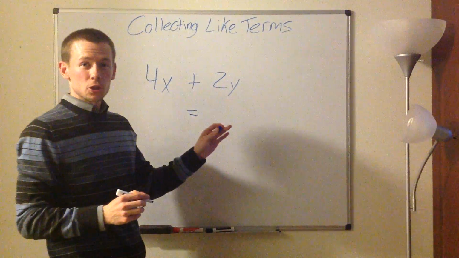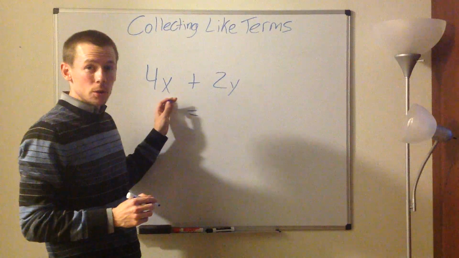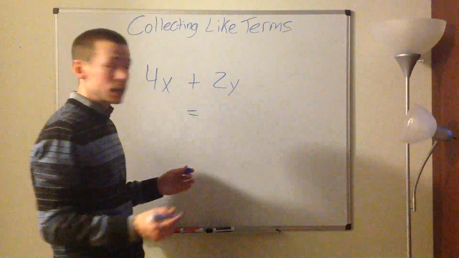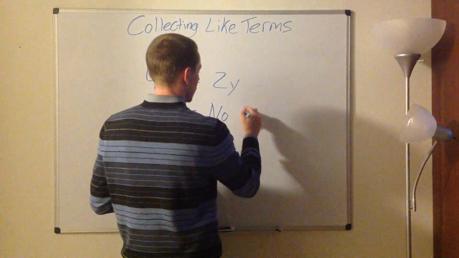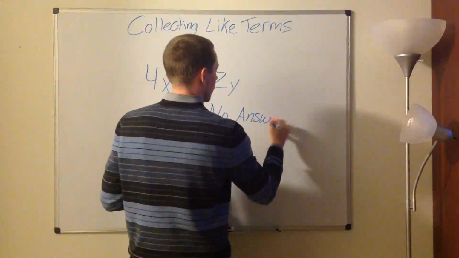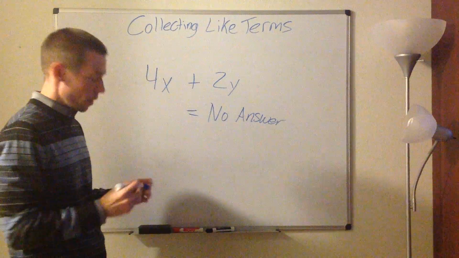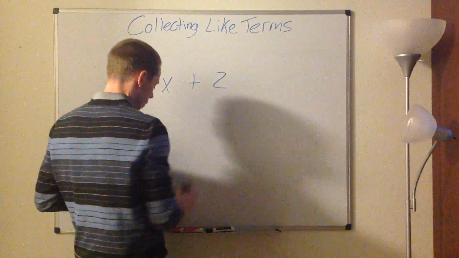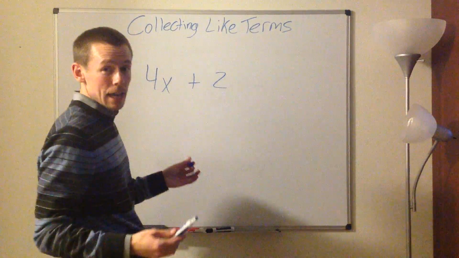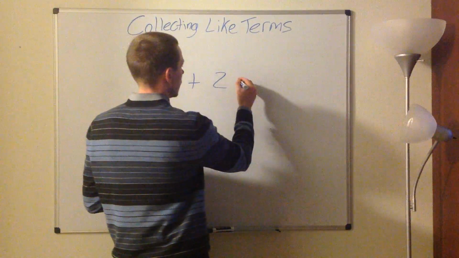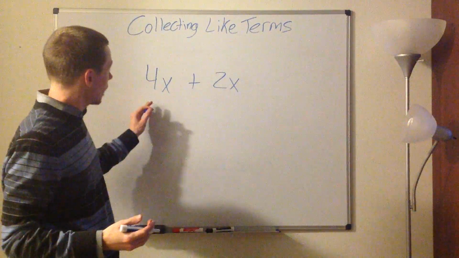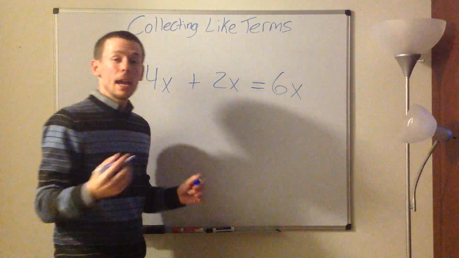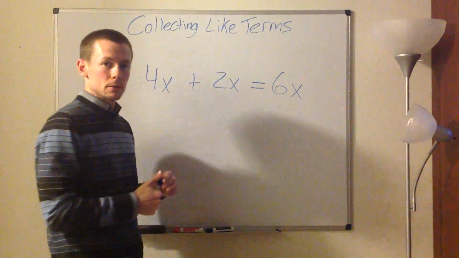Can we add 4x plus 2y? Well, the x is sort of similar to footballs. The y is sort of similar to cats. So no, we cannot add these together. No answer. So, one example of a way that this would work is if in a different situation, we had 4x plus 2x, then we can go ahead and add those together. Make 6x.